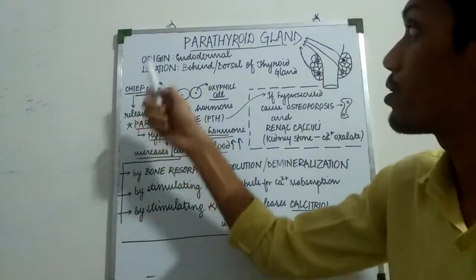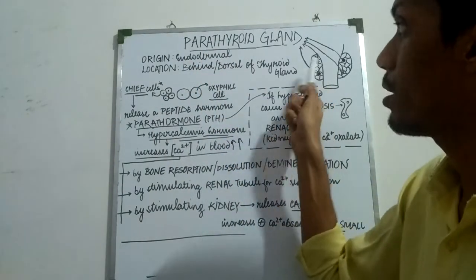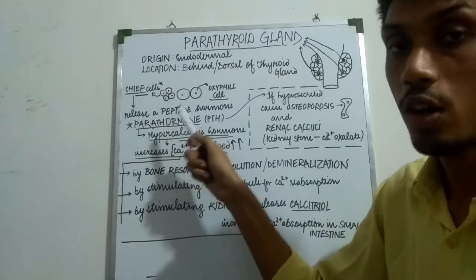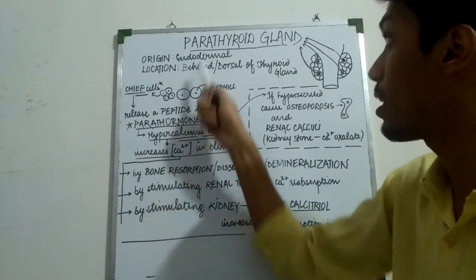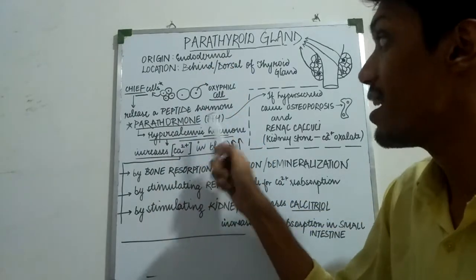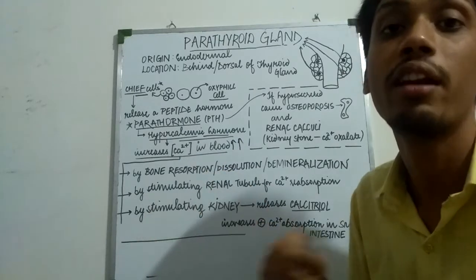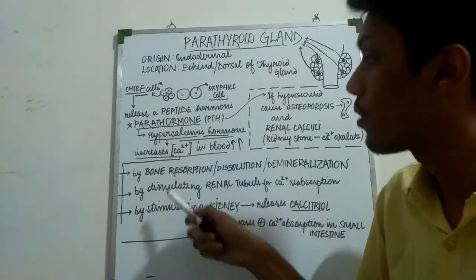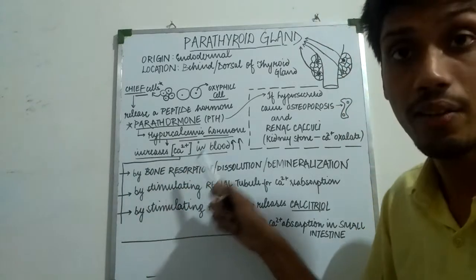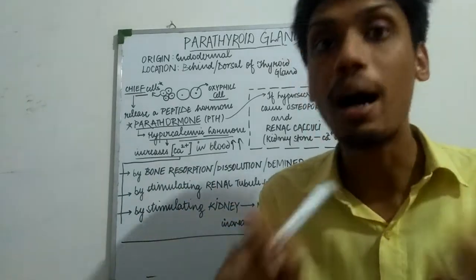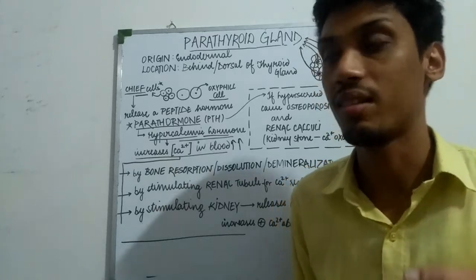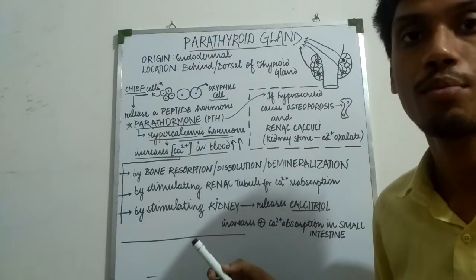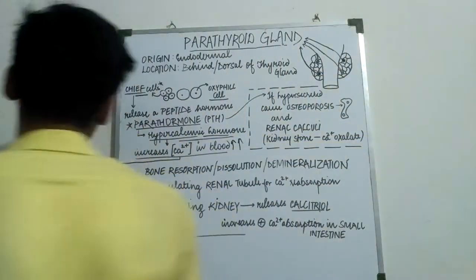First of all, you should know parathyroid, location, chief cells, peptide hormone, then it is also known as parathyroid hormone. That's why it's parathyroid. PTH is hypercalcemic, increases calcium level in your blood. And then how does it increase? These 3 points are given in your NCERT. It is marked in your NCERT. So we'll know how it increases calcium concentration in your blood.